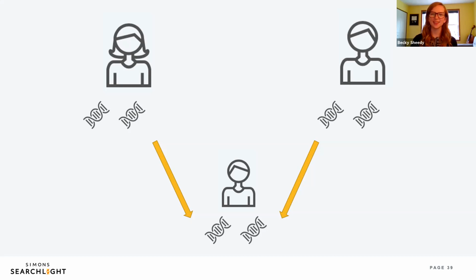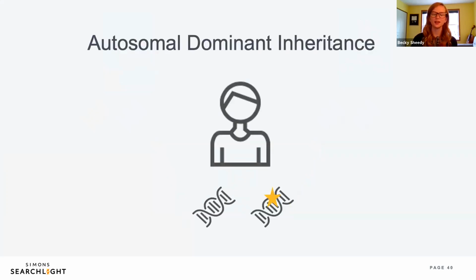There are 3 main types of conditions that we see at Simons Searchlight. The first is called autosomal dominant, and this is most of the changes that we see here. This means that of somebody's 2 copies, 1 has a spelling change, and that's enough to affect how their body is working.